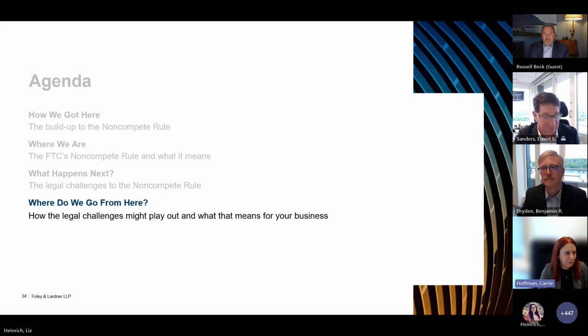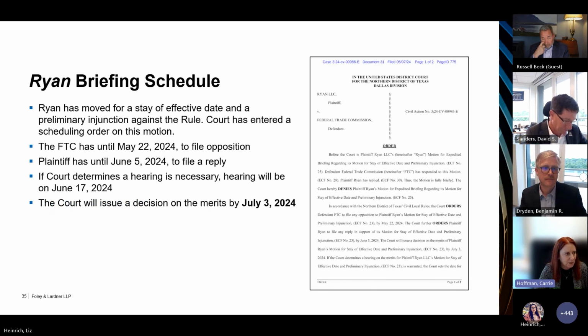So where do we go from here? Next slide. So as Ben indicated, the Ryan case is the one that seems to be moving forward because the case in Tyler has been stayed pending at least what's going on here. The Ryan case is in the Northern District of Texas. It's in front of Judge Ada Brown. She was appointed by Donald Trump in 2019. Obviously, take that for whatever political issues you may take from it.